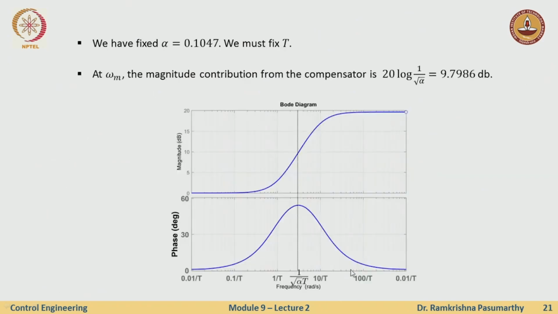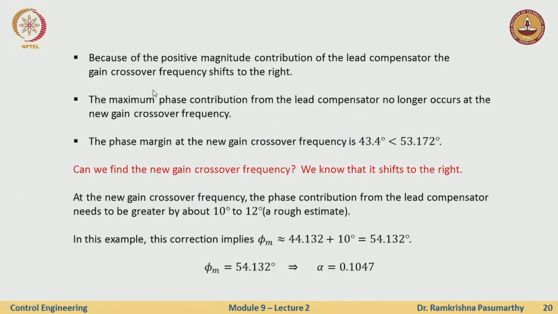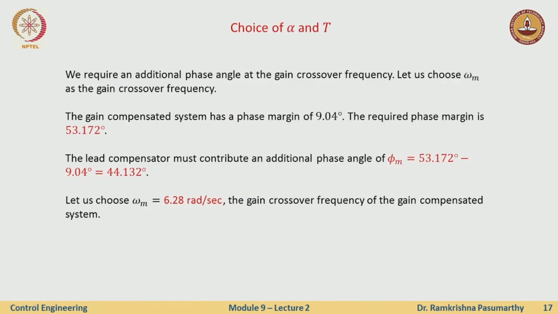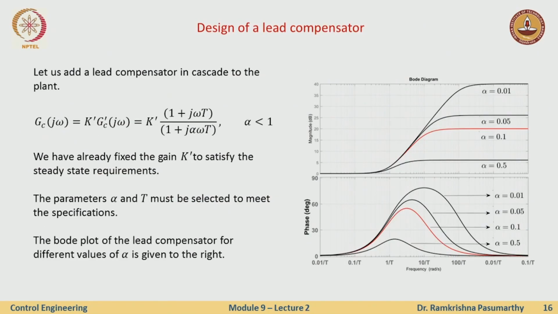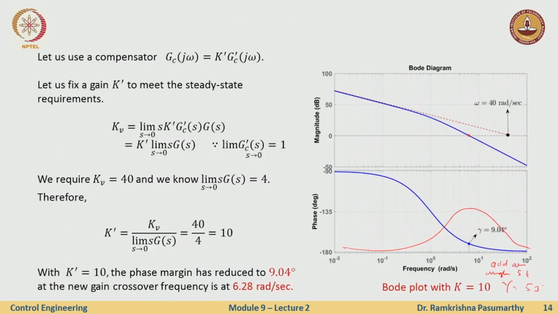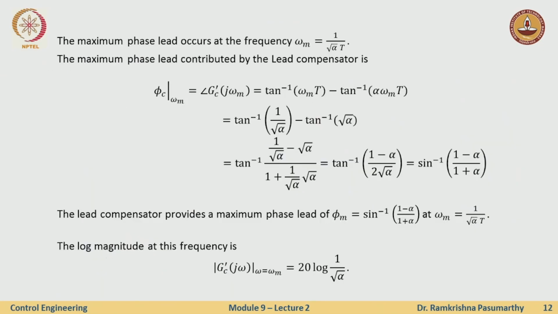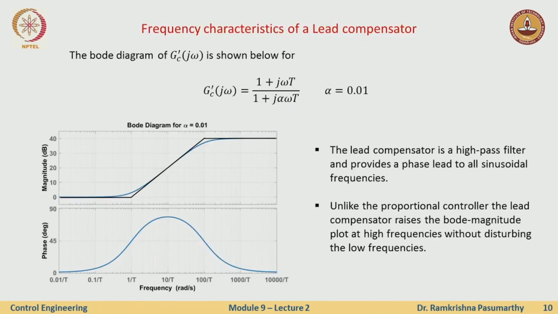So, with this new alpha, now we must fix the t, right. Now, how do we fix the t? This is the question. Now, look at what happens at omega m. At this omega m, if I go back to what my Bode plot does, we just take a much simpler one, the first one here.